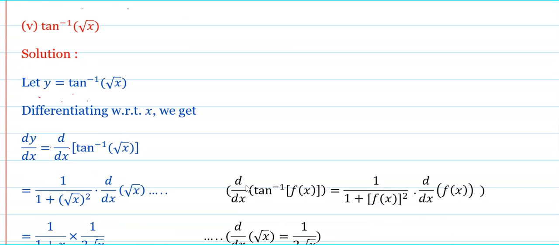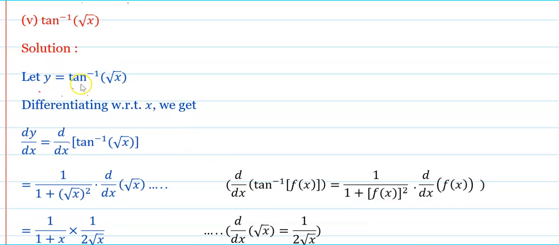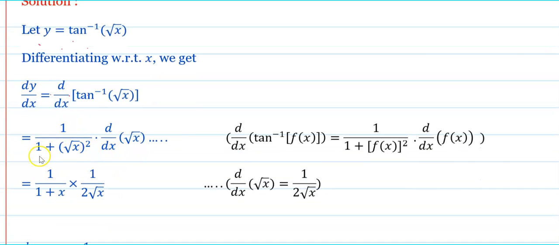Okay. Now the next problem. y is equal to tan inverse of root x. Again differentiating this with respect to x, dy/dx is equal to d/dx of tan inverse of root x, which is 1 upon 1 plus (root x) squared into d/dx of root x. What is the formula? d/dx of tan inverse of f(x) is equal to 1 upon 1 plus (f(x)) squared into d/dx of f(x). Therefore here it is 1 upon 1 plus (root x) squared into d/dx of root x.